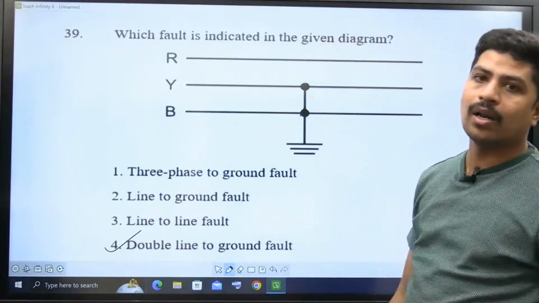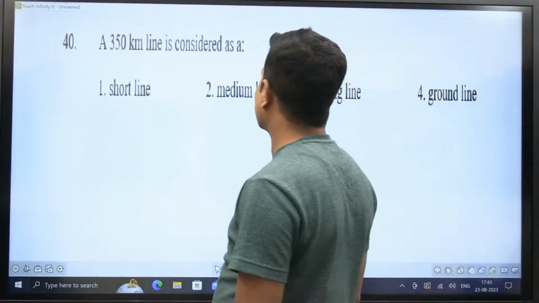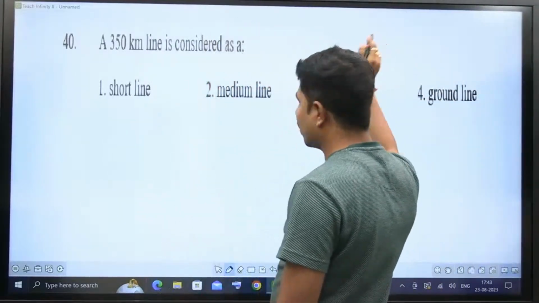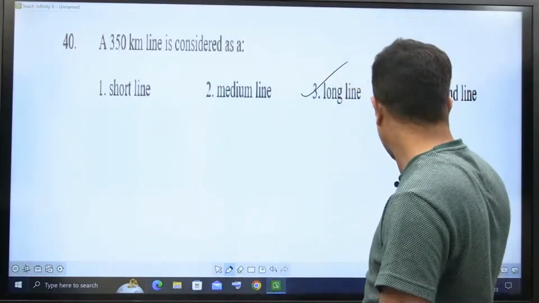Double line to ground fault or line to line fault. Yes. Next question, please. A 350 kilometer line is considered a long transmission line. Length greater than 180 kilometers, we are going to treat it as a long transmission line. Yes, direct question, that is also.